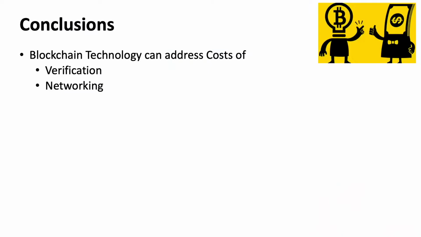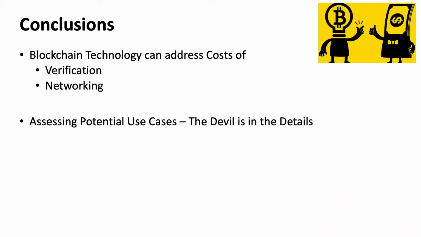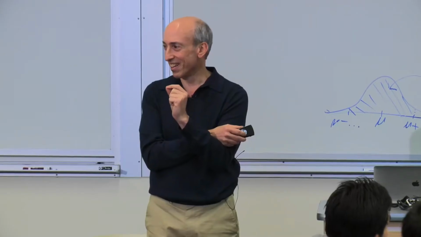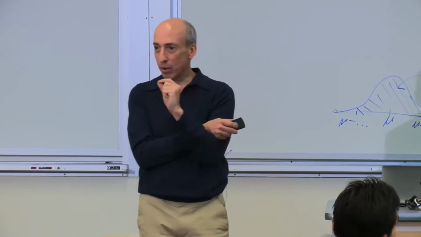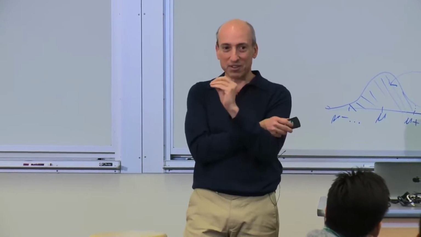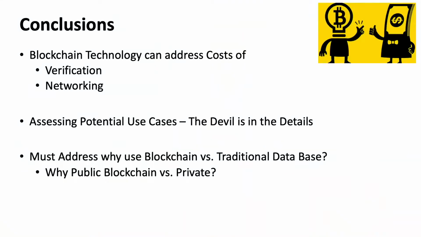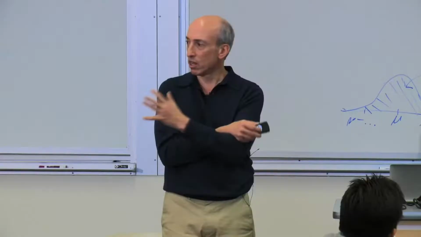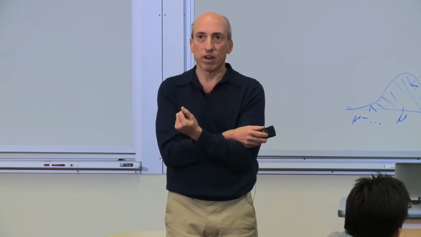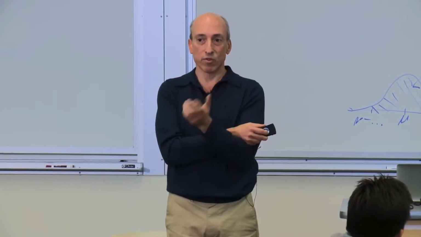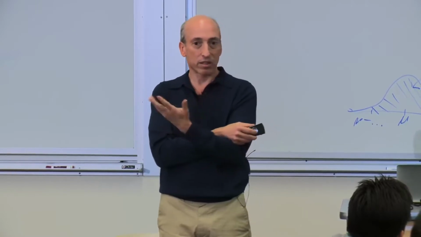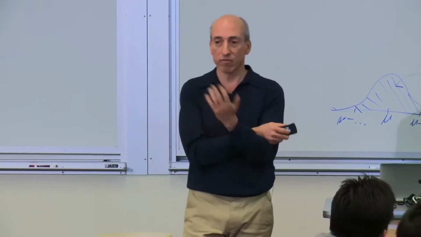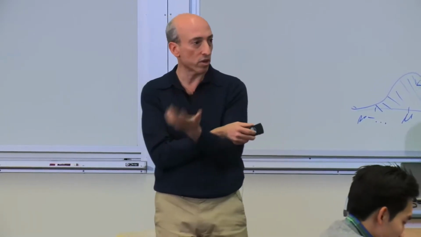And then what did we talk about? Blockchain technology can address costs through verification and networking. For the potential use cases, the devil is in the detail. It's true in most things in life, but it really is. It's the natty little details about what transactions, who am I going to try to disintermediate, where am I going to create value, why use a permissioned or permissionless blockchain rather than a traditional database. I think you really have to address this question, but I think there's potential there. Or why a public blockchain versus a private one? Is a token going to help you jumpstart something?